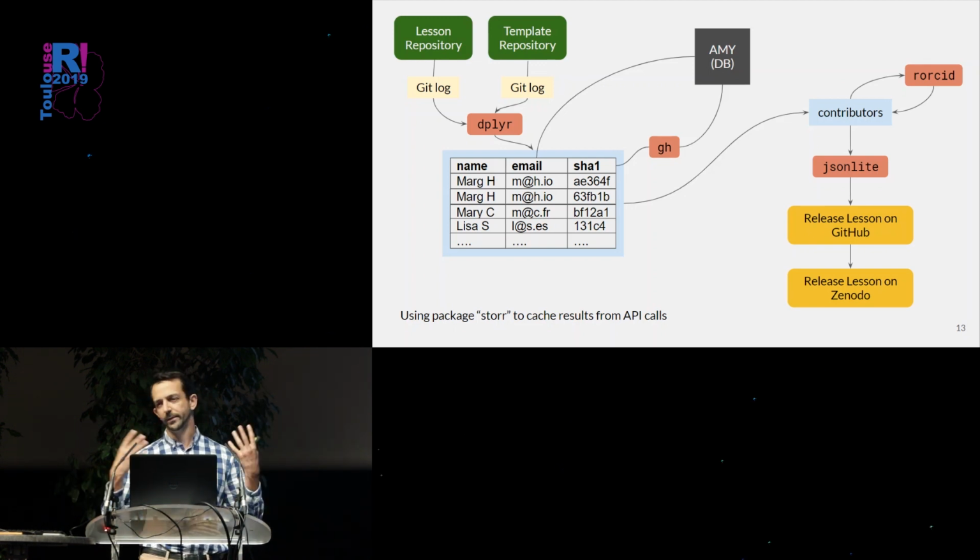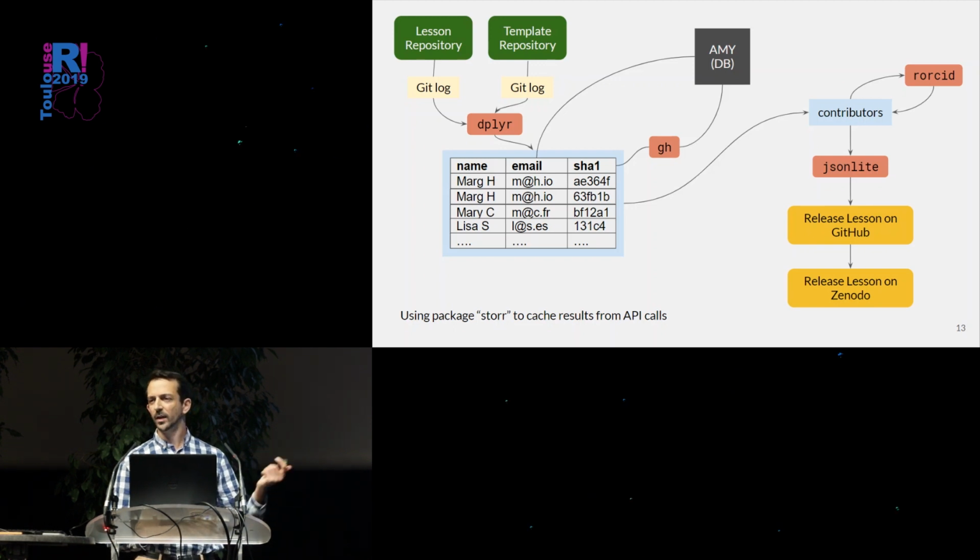And so we are using the git log of each of these repositories to extract the history, and then we use dplyr and other tools from the tidyverse to do an anti-join and only keep the contributions that are proper to the lesson itself. And so we can attribute contributions only to the lesson and not the template. The template itself will have a separate release process.